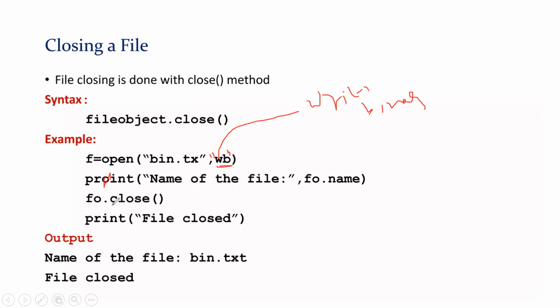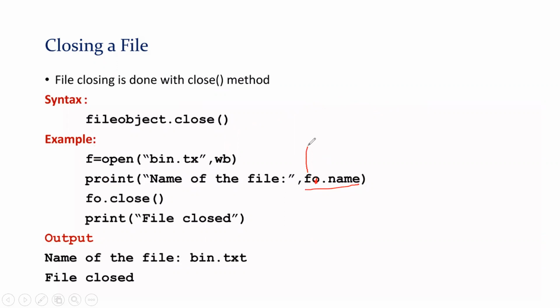It's not print, it's print. Print the name of the file, fo.name. Now we are going to print the fo. Fo means this one, the file name. Or else if I use raj, I can use raj.name. Now remove this one, f.name.